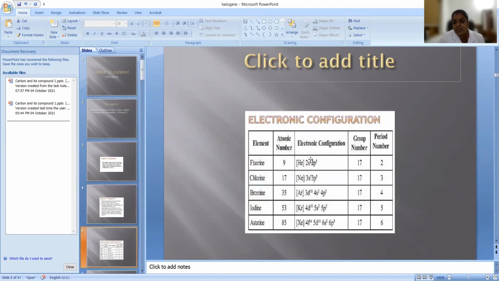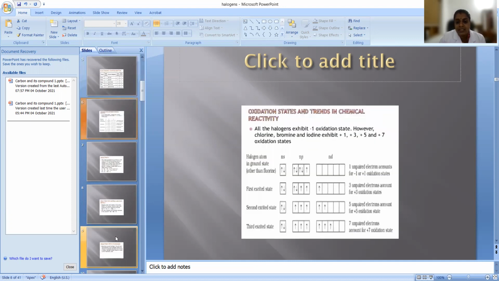And now let us see the electronic configuration. Look at the electronic configuration. The outermost shell consists of how many electrons? 7. Okay, so everywhere you can see 7 electrons is present in the outer shell. It needs only 1 electron to complete the octet.